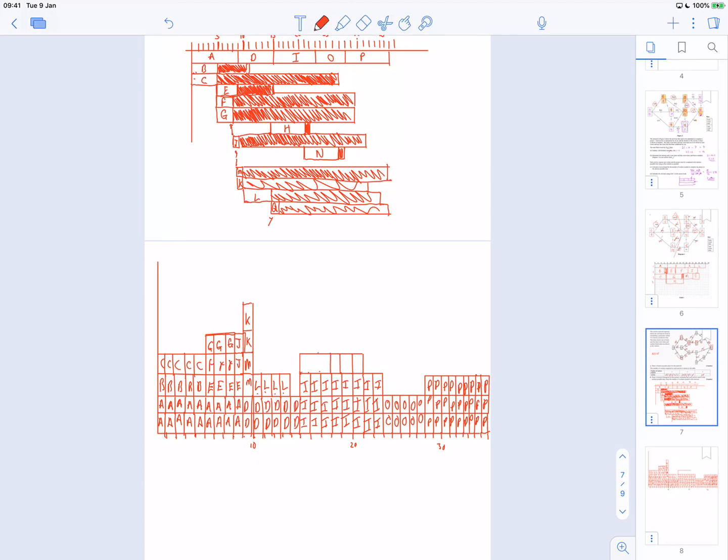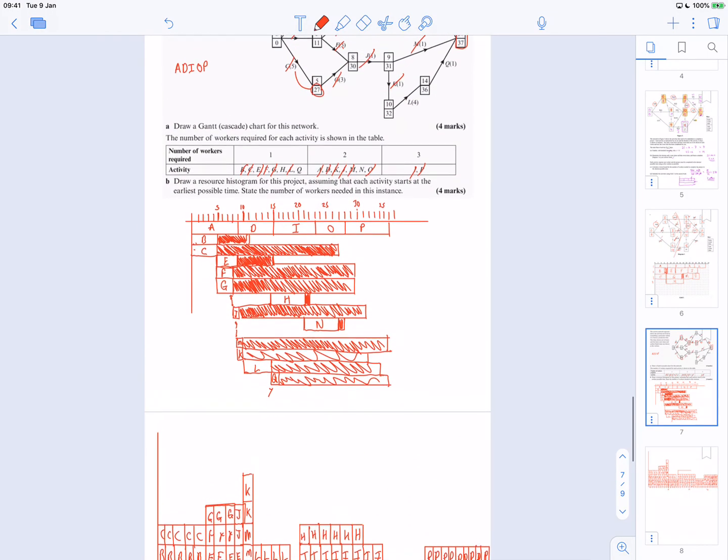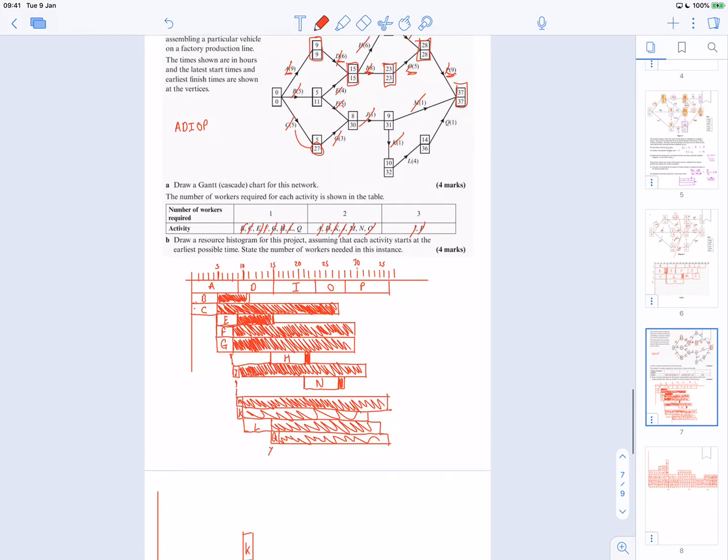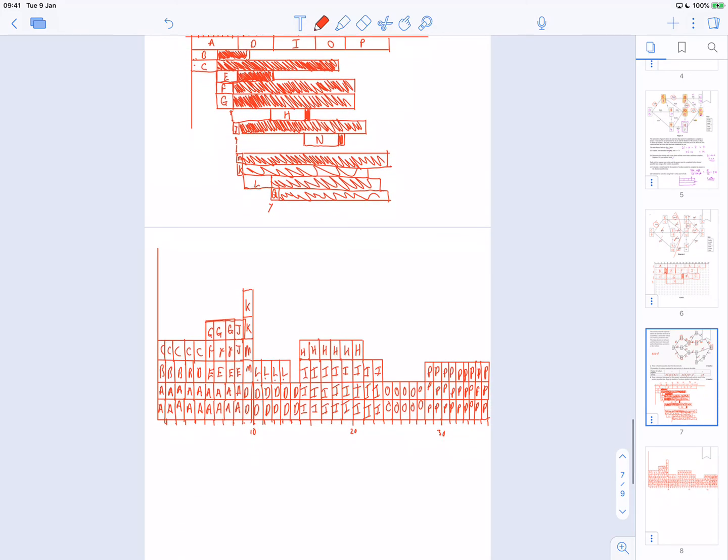H is 1 worker and it's 6 long. So this is H, H, H, H, H, H. As my H is done, my Q is 1 worker and from 14. So 10, 11, 12, 13, 14. Oh, that's nice. That means Q can just slot in here. That's not a problem.